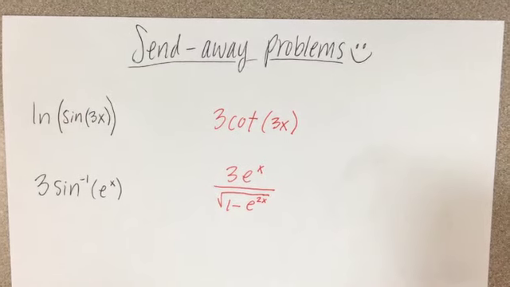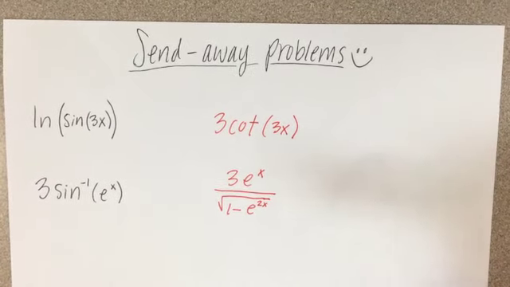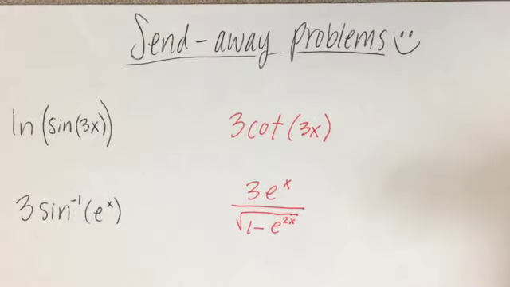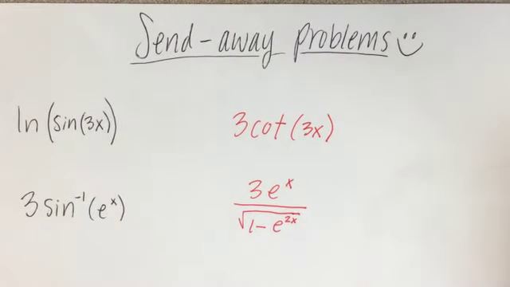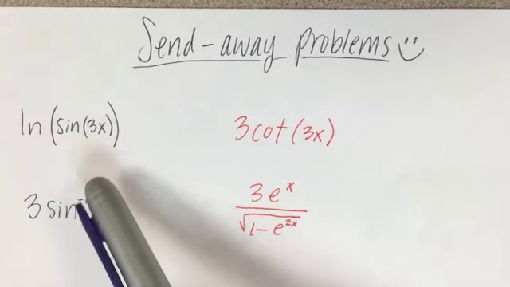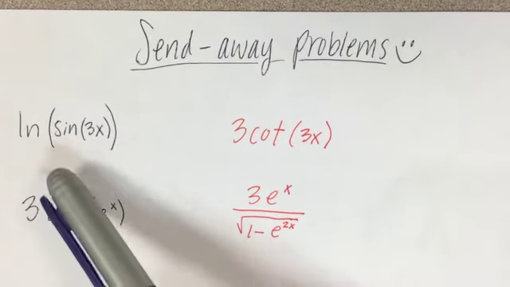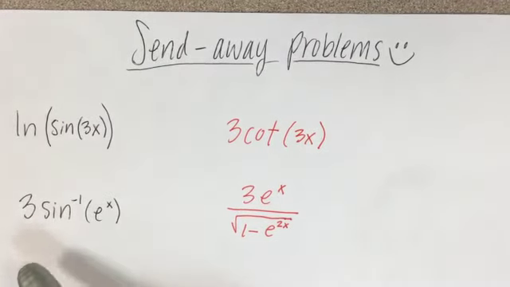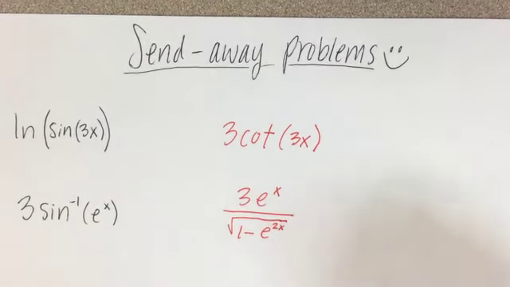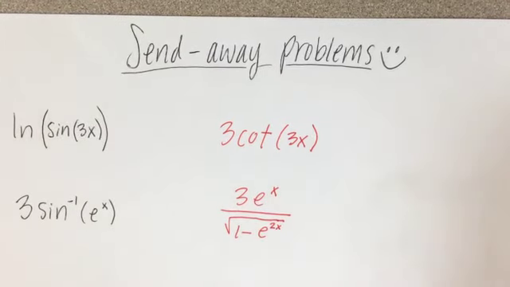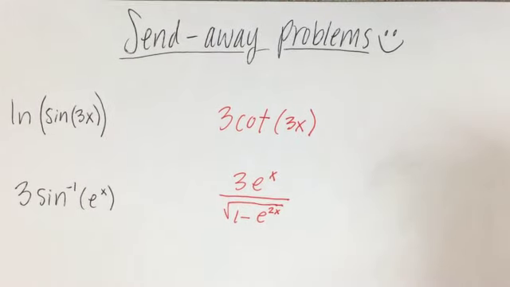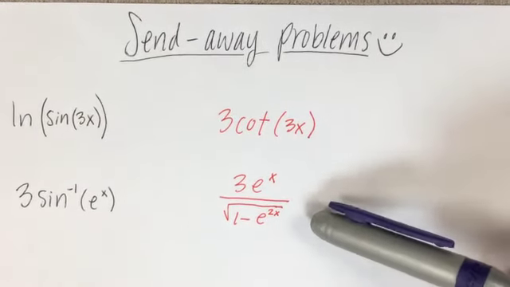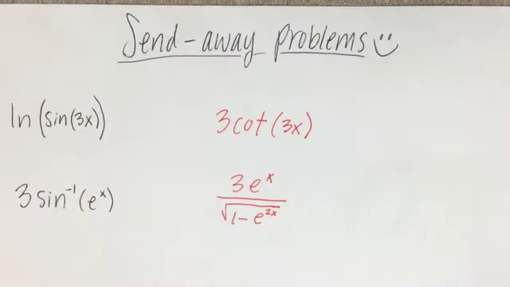All right, so now that we're done with our lesson, we hope that you know how to take a derivative of a logarithmic, exponential, or inverse trigonometric function. We want you to try these ones at home. So this is the ln of sine of 3x, and this is 3 times the inverse sine of e to the x. It may look a little bit tricky, but if you really break it down into the 2 lessons that we taught you today, you should understand them. And once you're done, here are the answers to see if you got it right or not.